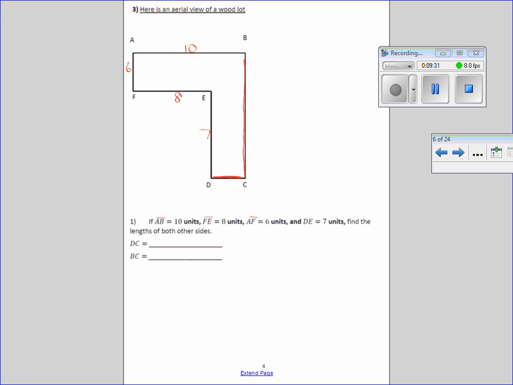Mandy, you got it? Michael, what do you have for D to C? 2. How many have 2? How'd you do it? Okay, 10 minus 8. What about BC?